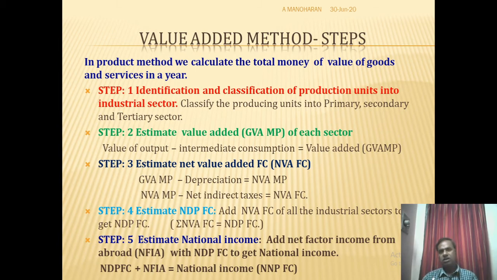So here in the steps, first we classify the sectors, then we estimate the value of output by sales and the change in stocks, then value added, then net value added market price, then net value added factor costs. If we add the net value added factor costs of all the sectors in the economy, we will get the NDPFC, net domestic product factor costs. Then lastly, if we add the net factor income from abroad to the net domestic product factor costs, we will get national income.